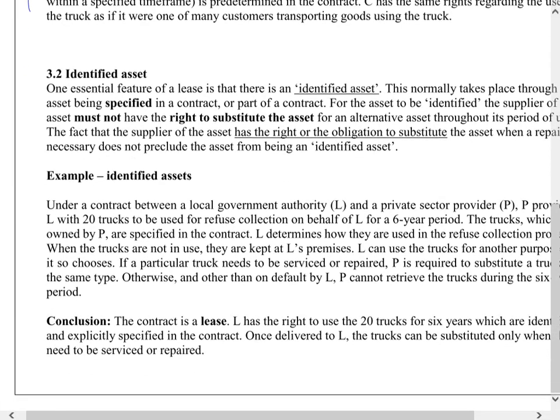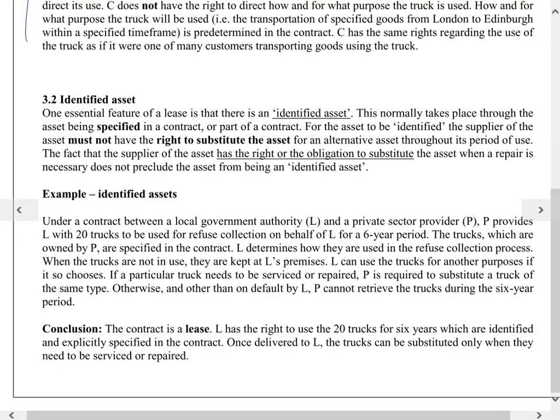So we go straight to the example. Under a contract between local authority L and private sector provider P, the provider provides L with 20 trucks to be used for refuse collection on behalf of L for a 6 year period. We sign a contract, 6 years period. The trucks, which are owned by P, the provider, are specified in the contract. Means the asset is identified.